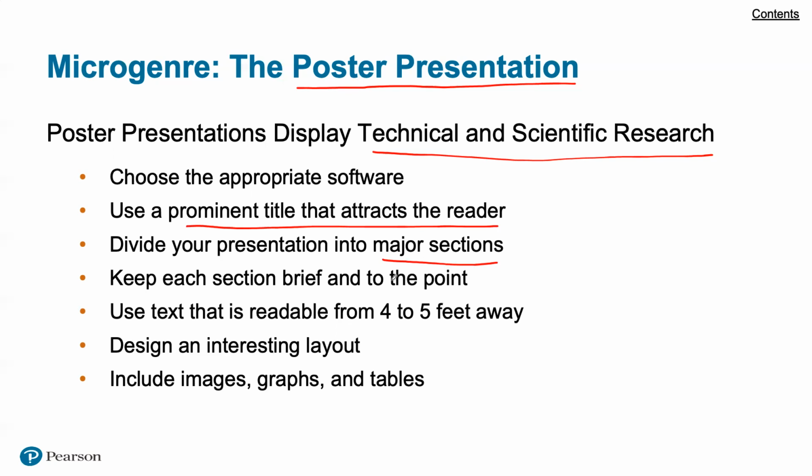Keep each section brief and to the point, and use text that is readable from 4 to 5 feet away. So this gives you an idea of how much text and graphics you're going to be able to put on this poster board. You want to design an interesting layout and include images, graphics, and tables. All of this is going to be useful. Make sure you have your contact information. Somebody can get really enthralled with what you've created, and you want to make sure that they have a way to get back to you and say thank you and have some continued dialogue.